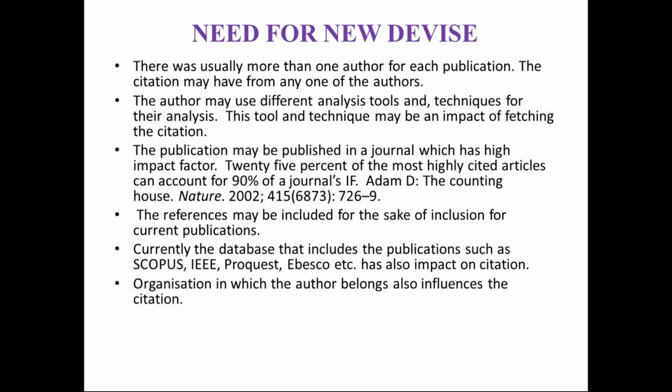The publication may be published in a journal which has a high impact factor. So 25% of the most highly cited articles can account for 90% of the journal impact factor. So I will look into the impact factor of a journal and I will cite that paper. You can find that this is quoted in an article in Nature in 2002 itself.